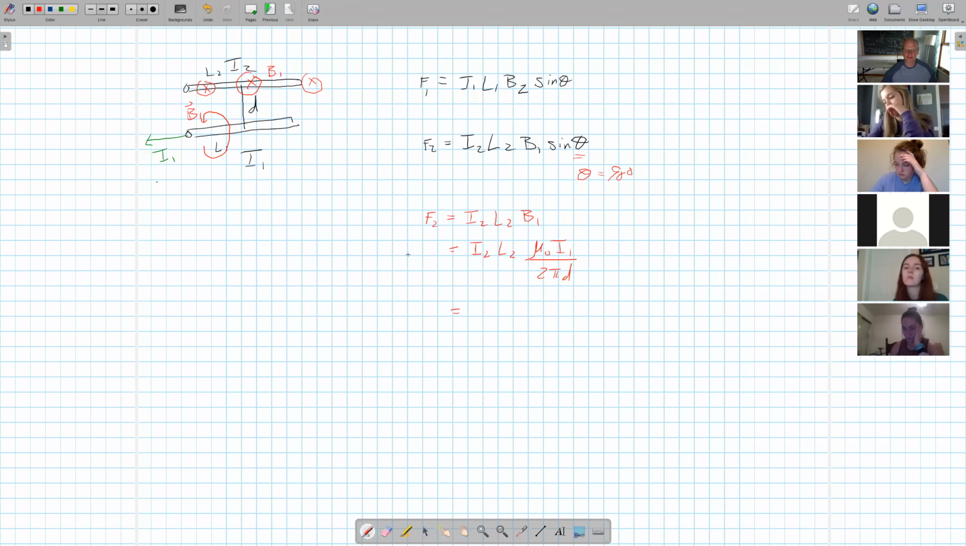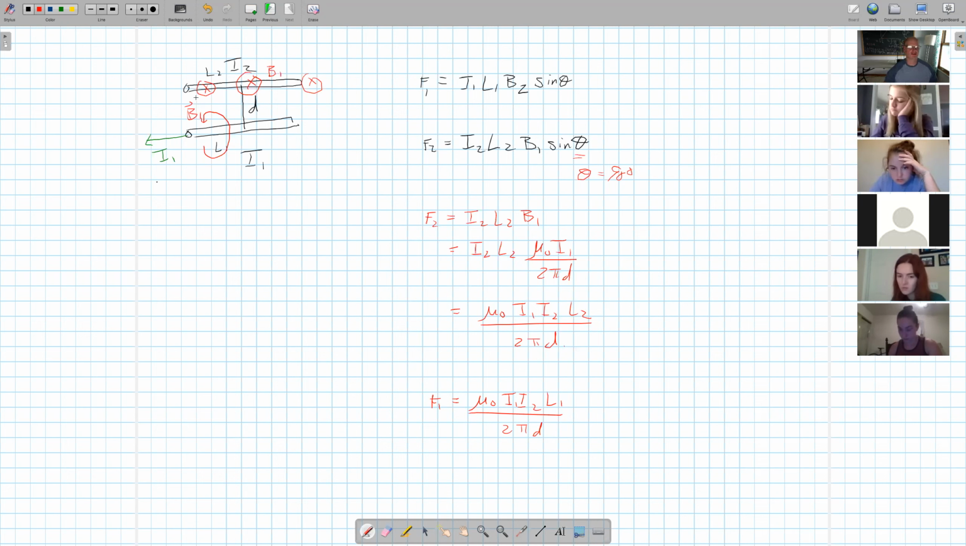So that means the force on wire 2 by wire 1 is going to be equal to mu naught I1 times I2 times L2 divided by 2 pi D. The force on wire 1 is going to be the same thing, mu naught I1 times I2 times L1 divided by 2 pi D. So these two forces will be exactly the same in magnitude.